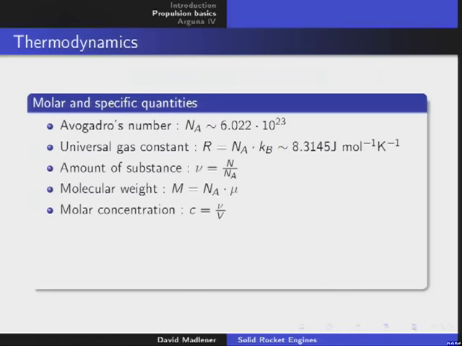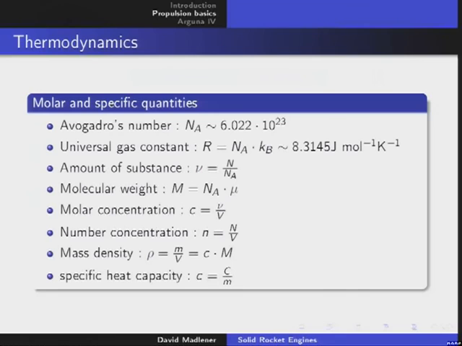So this is a molar concentration. This is just how many moles per liter. Then the number concentration, how many molecules per liter. Mass density, how many kilograms per liter. And the specific heat capacity, how much heat capacity per mass.